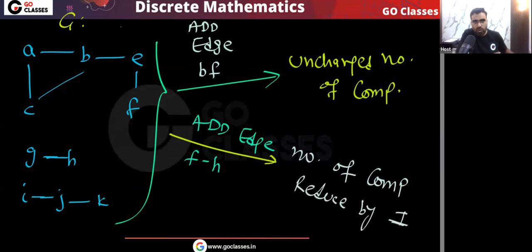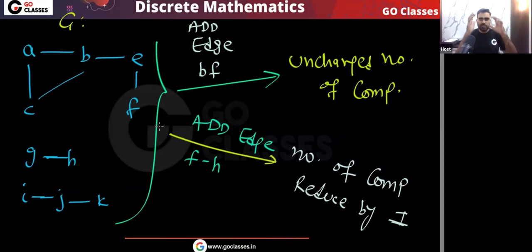Okay, is it possible that the number of components can increase? If I add one edge, is it possible that the number of components can increase? It can never happen, never. Is it possible that the number of components can decrease by two? If I add one edge, it also cannot happen, because if I add one edge, then a maximum of one reduction can happen. Yes or no? One component can reduce. Because if I add one edge, then two components can merge, so one component is reducing.